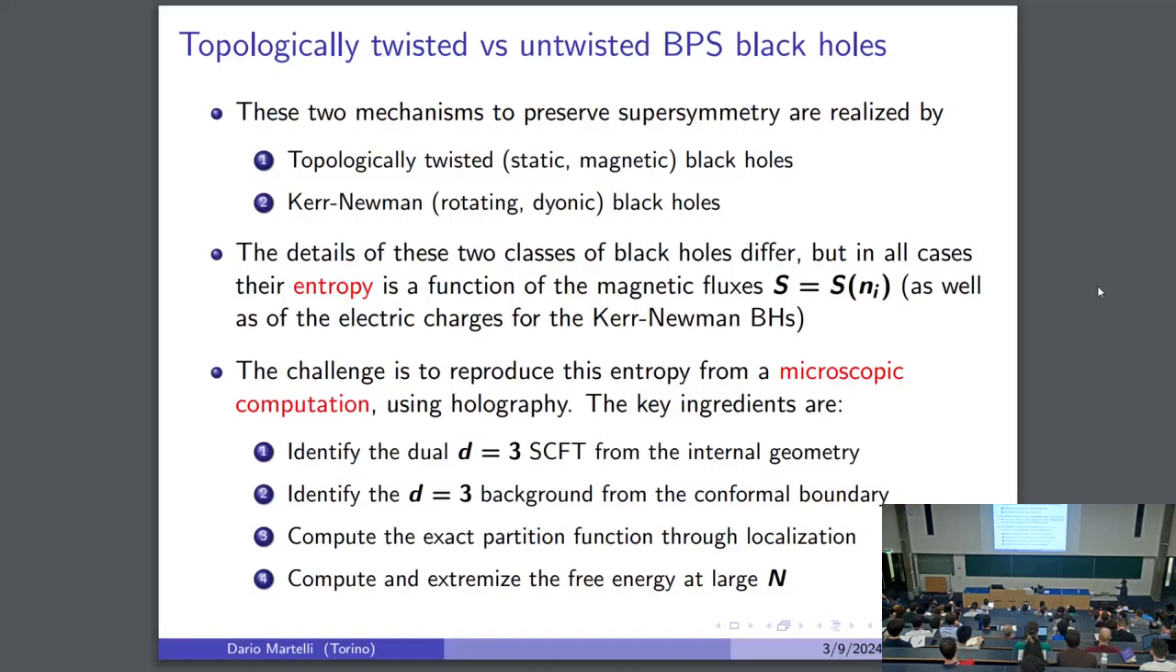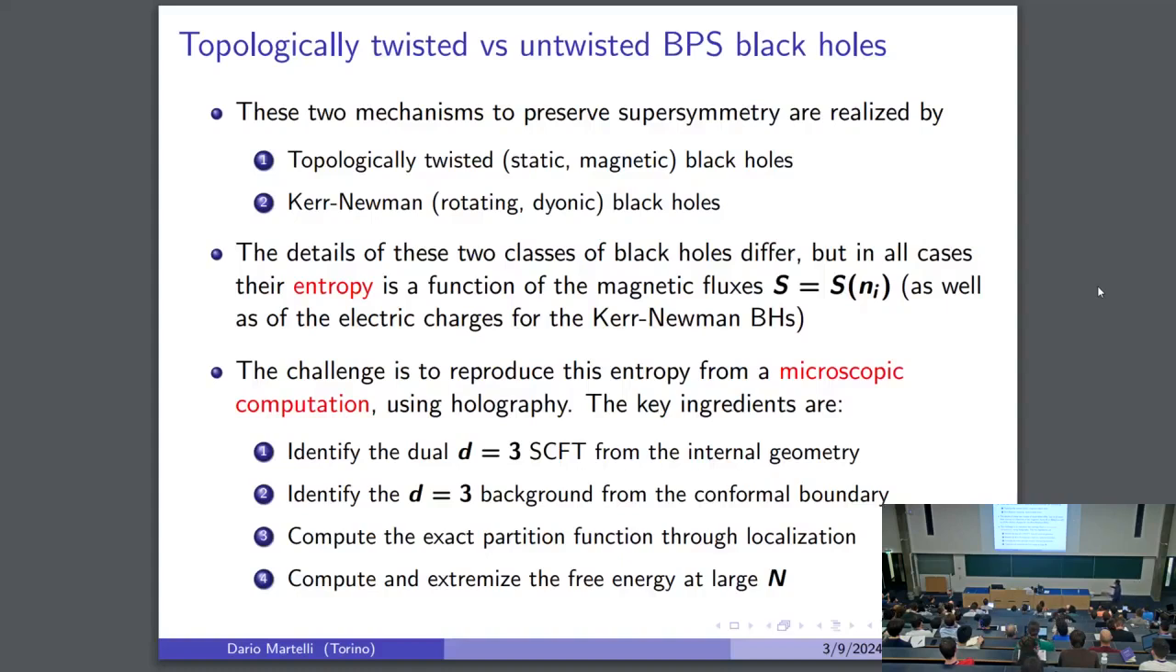So the challenge is then to reproduce this entropy from a microscopic computation using holography. This is the challenge for holography and for whoever is interested in understanding microscopically the entropy of the black hole. The key ingredients for resolving this challenge are given in a 4-step procedure. You have to identify the dual field theories by looking at the internal geometry. And this is a step which is trivial today. We can always think of the internal geometry being S7, and so we have ABJM theory, so that's not important today.